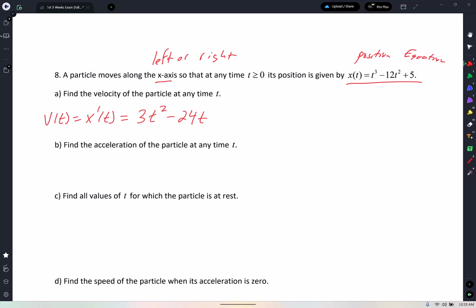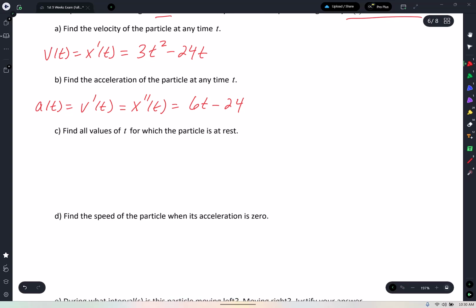Cool or not cool? Letter B, find the acceleration of the particle at any time t. How do I find acceleration? The derivative of which one? Velocity. You can also say second derivative of position. So here we go. I'm going to write, you just have to show one of them. I'm going to write a of t equals v prime of t. You know what? Just for kicks, x prime of t. There it is. I connected them all. I'm just taking a derivative of velocity. What's the derivative of 3t squared? 6t minus 24. Done. That's it. Are we okay?